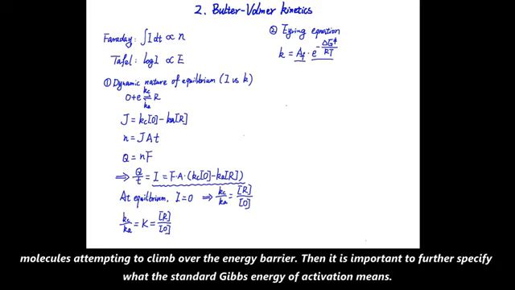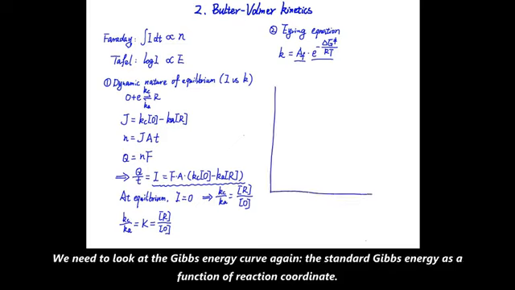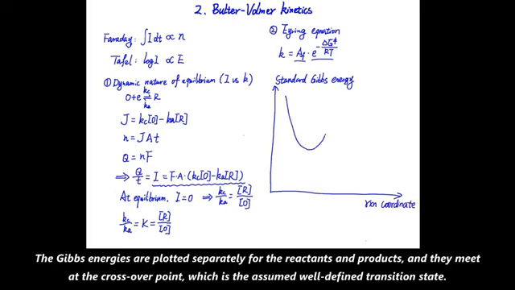Then it's important to further specify what the standard Gibbs energy of activation means. We need to look at the Gibbs energy curve again: the standard Gibbs energy as a function of reaction coordinates. The Gibbs energies are plotted separately for the reactants and the products, and they meet at the crossover point, which is the assumed well-defined transition state.